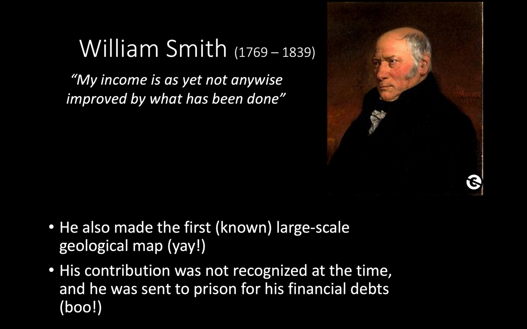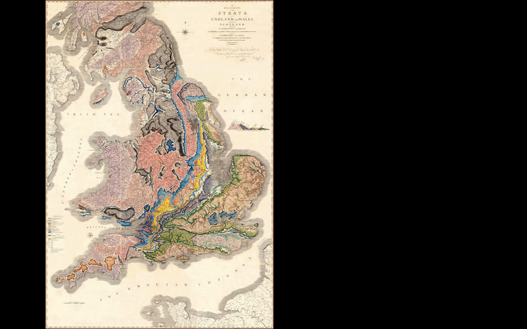Unfortunately, he was so obsessed with making this map, he ended up not paying a lot of things that he needed to, and he was sent to prison for his financial debts for a time. So that's a little bit boo. All right. So as he said himself, my income is as yet not anywise improved by what has been done. So there you go. So this is the map that he made of England and Wales and Scotland.